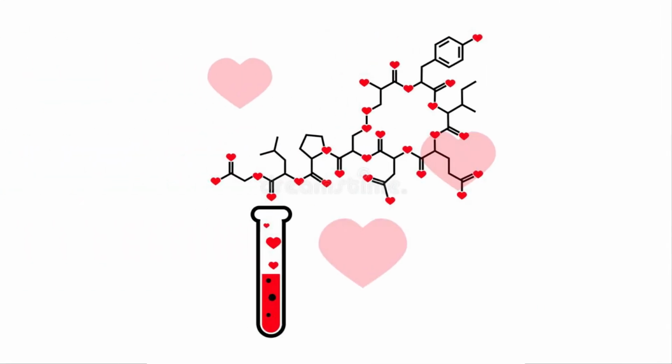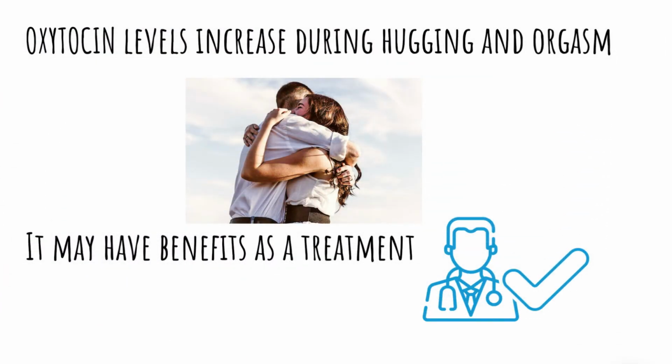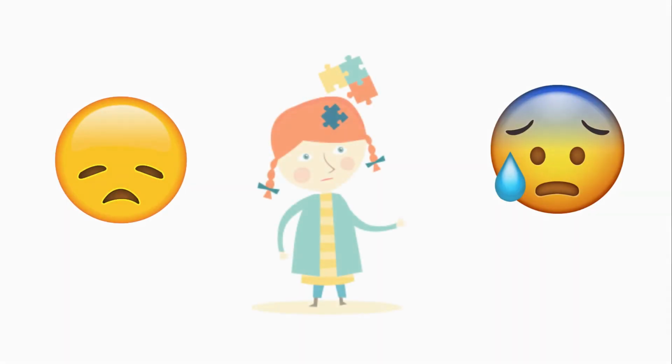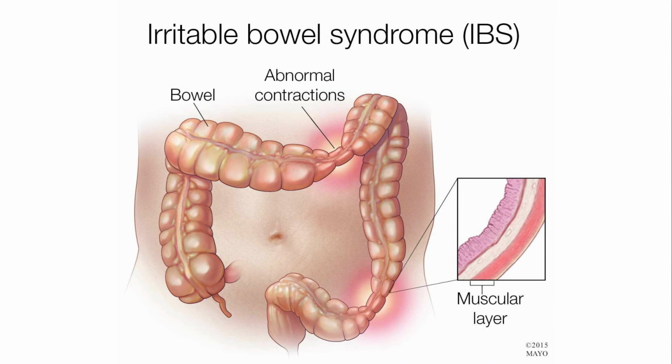It is sometimes referred to as the love hormone because levels of oxytocin increase during having an orgasm, and it may have benefits as a treatment for a number of conditions, including depression, anxiety, people with an autistic spectrum disorder, or intestinal problems like the irritable bowel syndrome, that is a long-term gastrointestinal disorder that can cause persistent discomfort, and here is a photo of this syndrome.